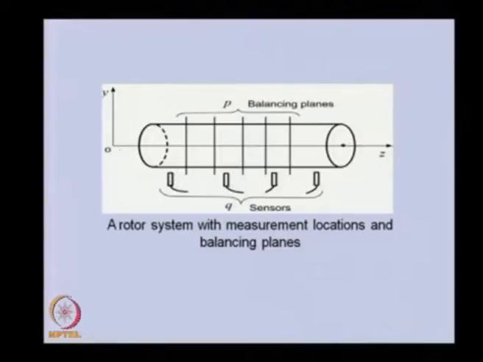And in this analysis we are showing one of the planes, that is the YZ plane, but on the same line we can extend this analysis for the other plane, that is the XZ plane.